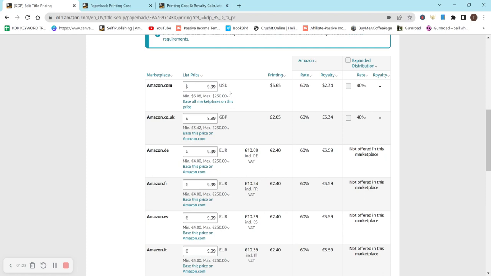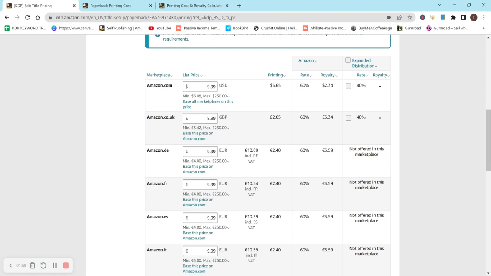The minimum is basically the lowest amount you can price your book at, and that's because Amazon is not in the business of losing money. They want to be making money. So that's the minimum they are going to allow you to price your book at, and that basically covers the printing and whatever other fees or things they have, and I'm sure they probably make some sort of profit off of that.